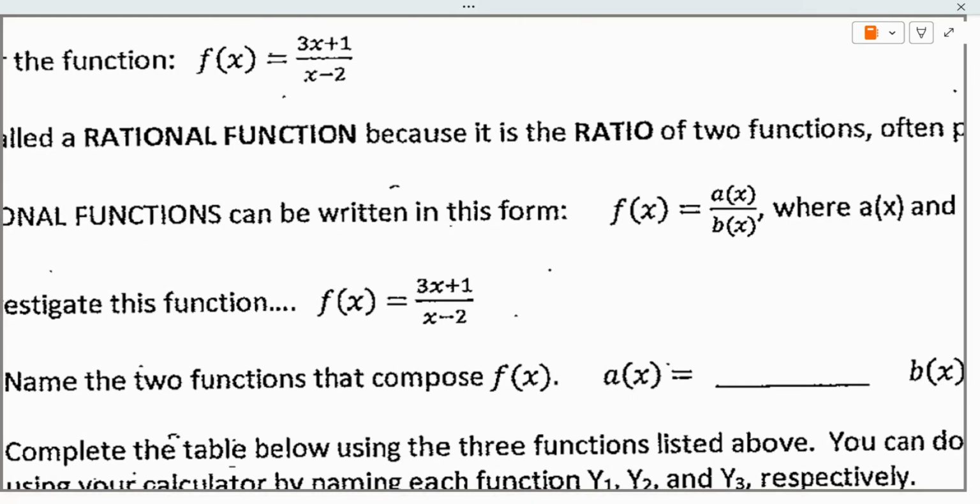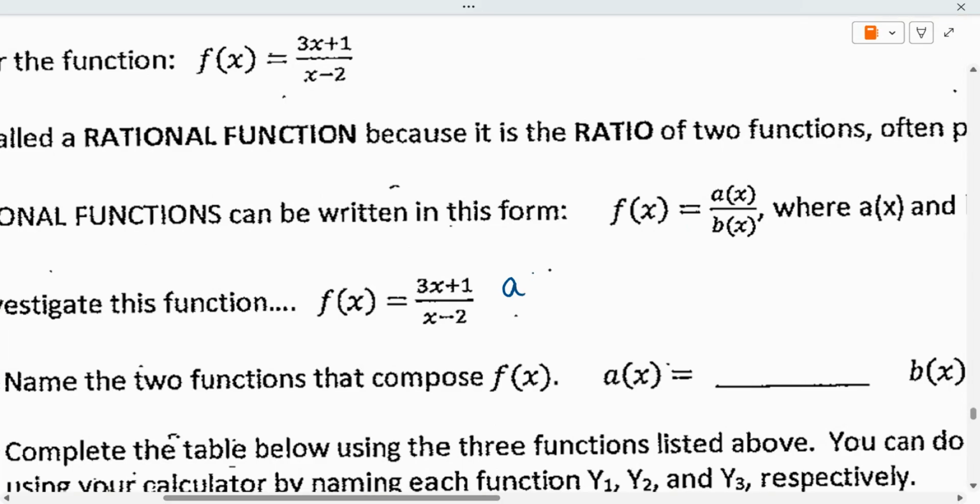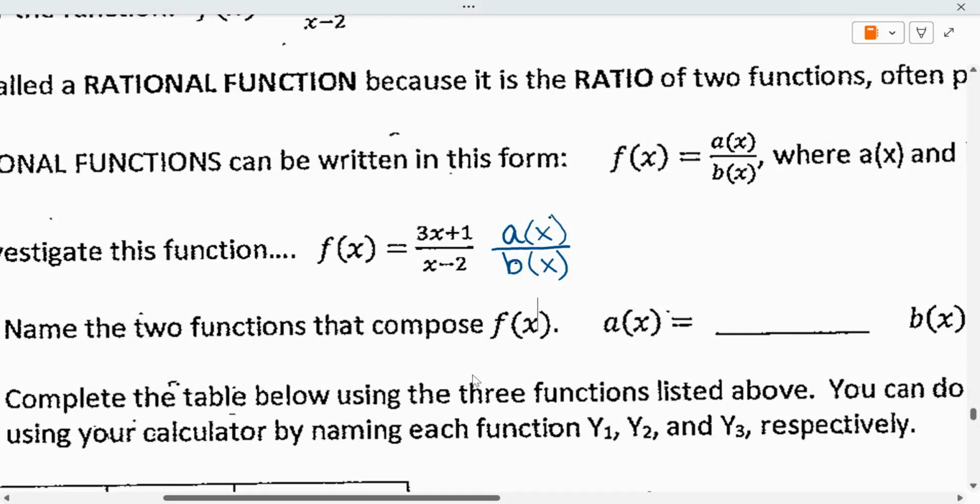So when you look at the definition, this is just one function divided by another function. How do I know this is a function? Because if I graph it, it passes a vertical line test, right? Okay. So name the two functions that compose f of x.